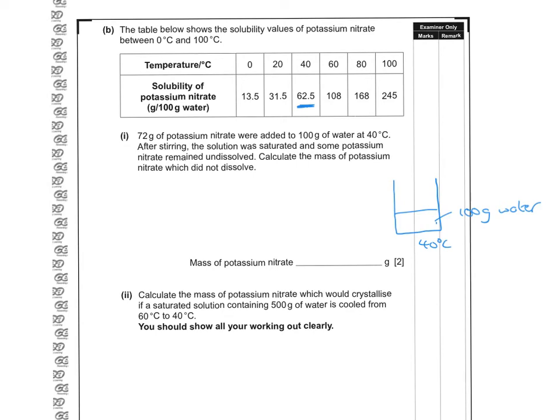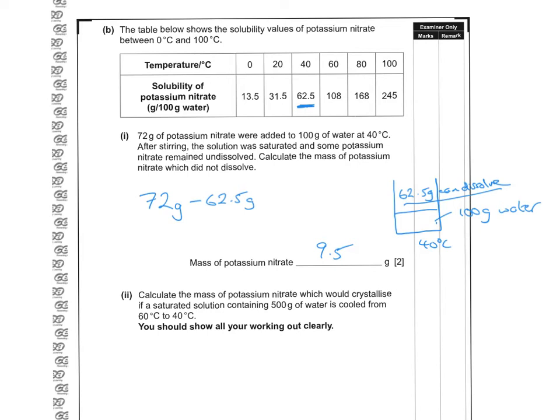If you had 62.6 grams of potassium nitrate, then 0.1 gram would not dissolve. So there we've said the 62.5 grams can dissolve. The solution becomes saturated. It's the maximum mass that can dissolve in 100 grams of water at that temperature. So if we have 72 grams that were added initially, and only 62.5 grams will dissolve, that means that 9.5 grams will remain undissolved.